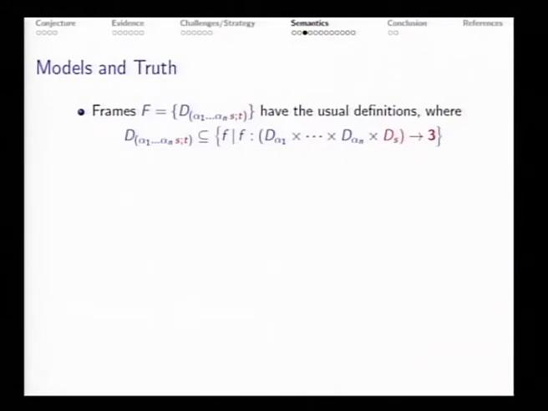In our single type logic, frames and models also will have almost the usual definitions. However, remember that because we work now in a subsystem of partial Tie2, we'll associate our single type domains with constructions to the three-member set of truth values: true, false, and neither.